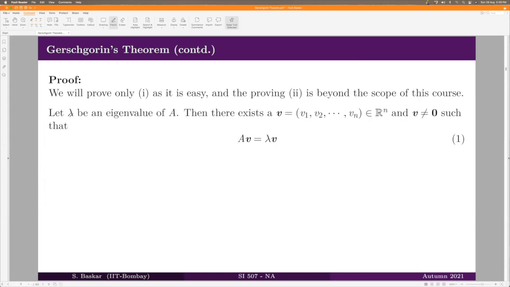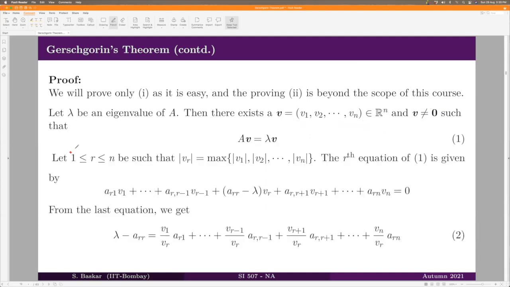You take one typical eigenvalue of A, say lambda, and its corresponding eigenvector, say V. By definition, V is not equal to 0, and it satisfies this homogeneous linear system. Why did we say homogeneous? Because it can be written as (A minus lambda I) times V is equal to 0. So V satisfies this homogeneous linear system.